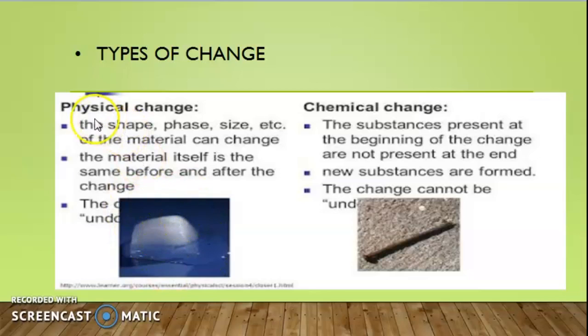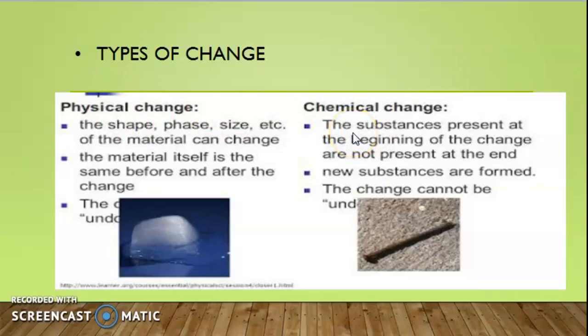We can say that the physical change is a reversible change, means we can get back our original substance after the change also. So physical change, we can define it, it is a reversible change, and in this no new substance is formed. Now, let's just see what is chemical change.